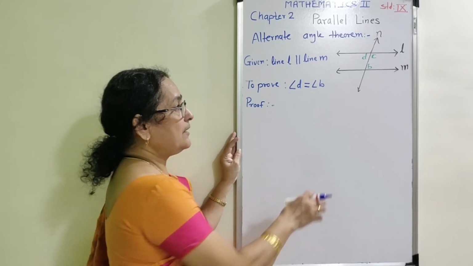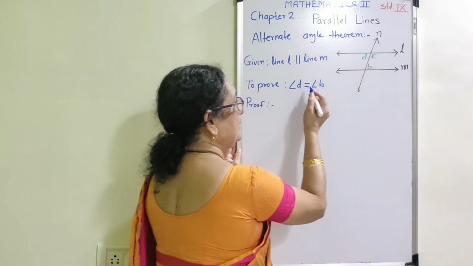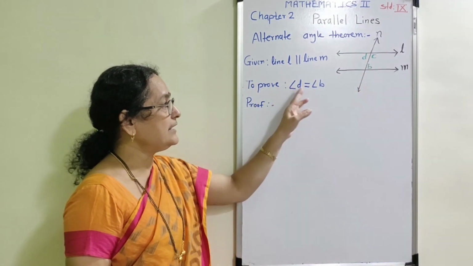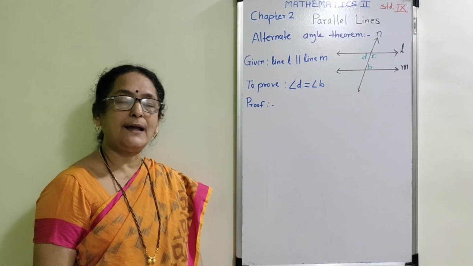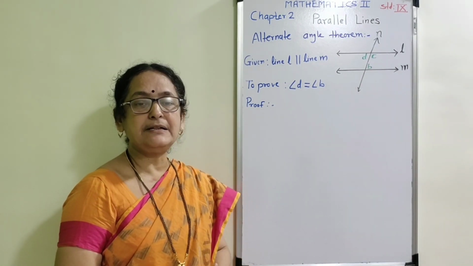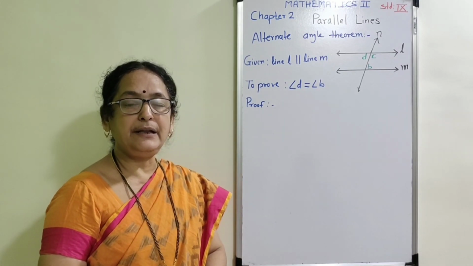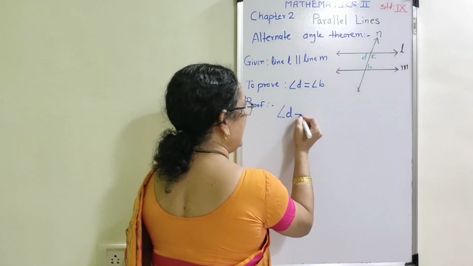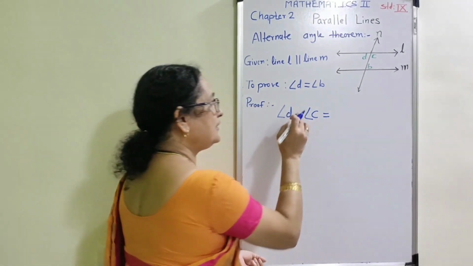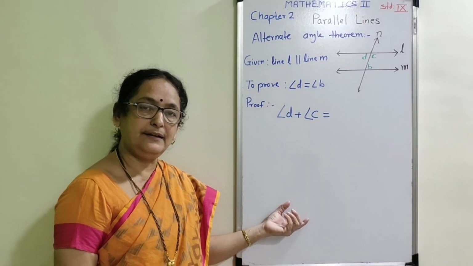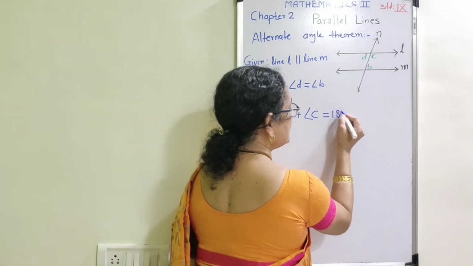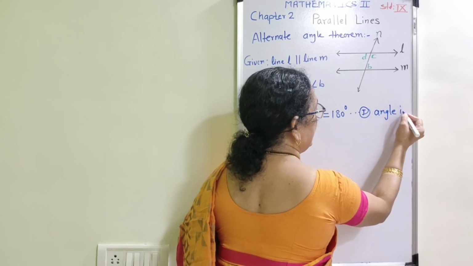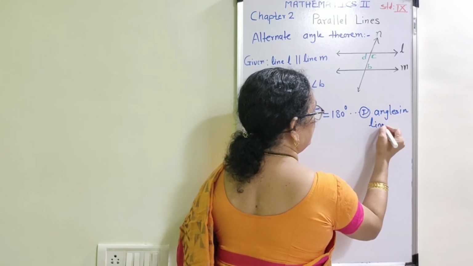Now here, the pair of alternate angles is angle D and angle B. These two angles are alternate angles. You are going to prove that angle D is equal to angle B. Here also I am going to use two properties: angles in linear pair as well as the interior angle theorem. Now observe the figure on the blackboard. Take angle D and angle C. The relation between these two angles is that the angles are in linear pair, and therefore the sum of measures of these two angles is equal to 180 degrees. The reason is angles in linear pair.